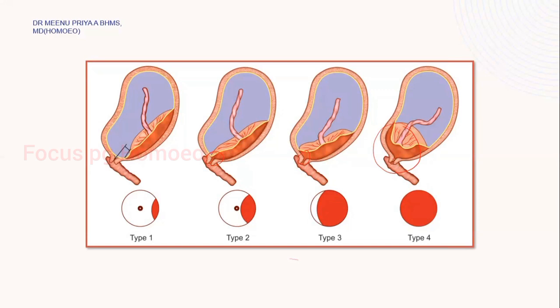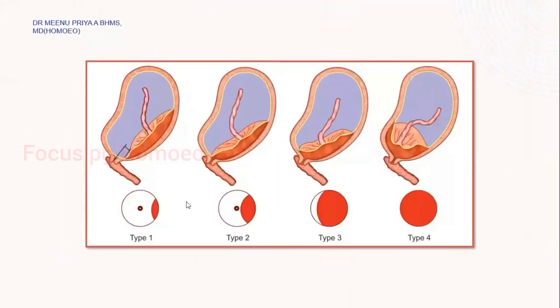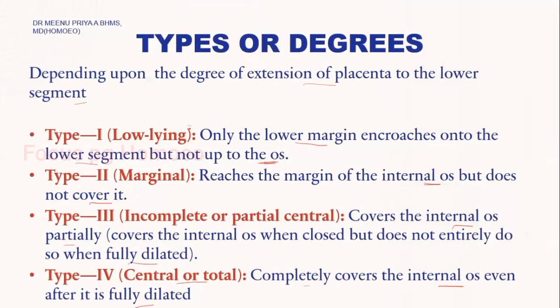So these are the 4 types, and there come degrees in abruptio placenta also. So you're not supposed to get confused between the two. So here the types are type 1, or just remember the other names. I've always emphasized on that. So type 1 is low-lying, type 2 is marginal, type 3 is incomplete or partial, and type 4 is central or total.